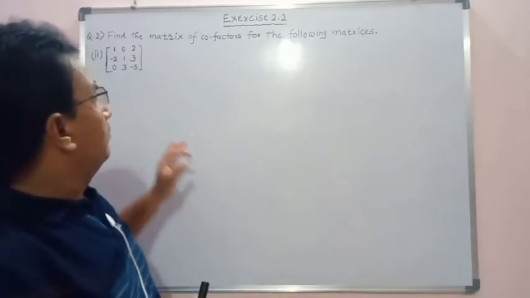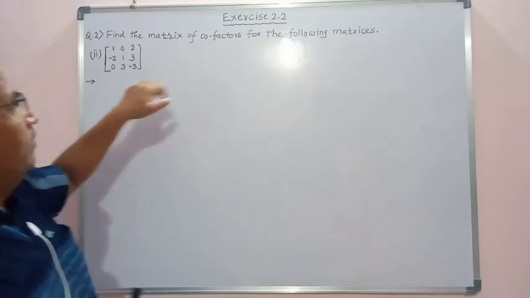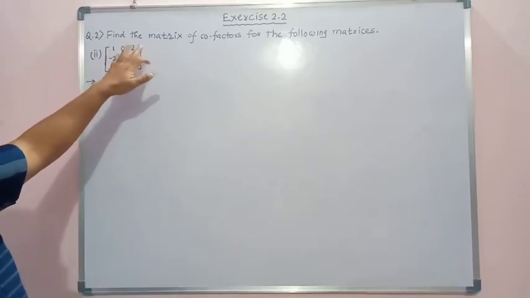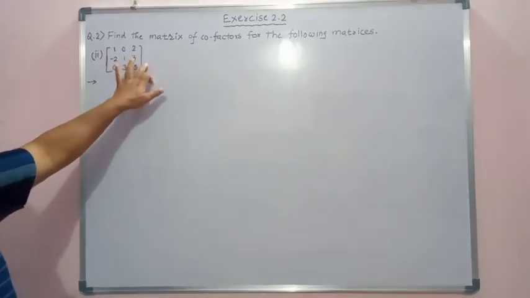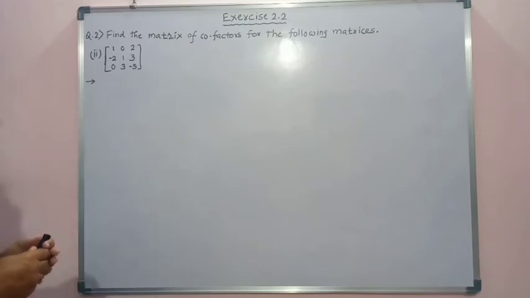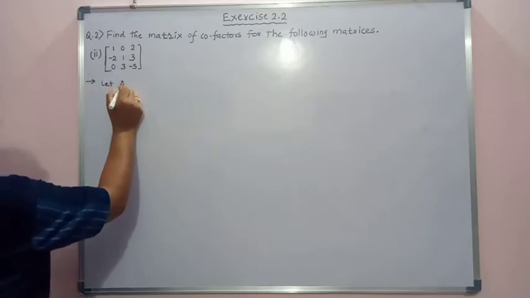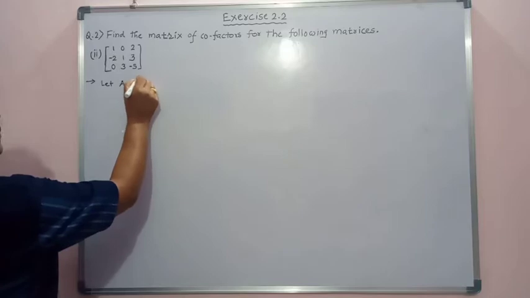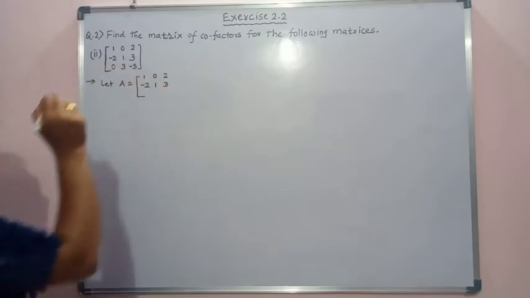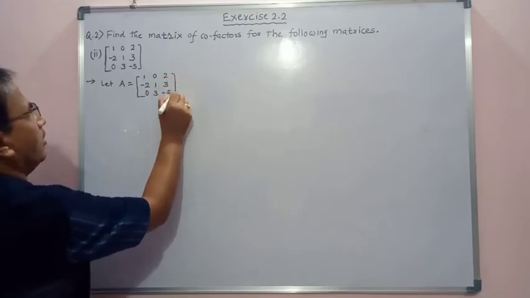We discuss the next example. Find the matrix of cofactors for the following matrices. The next example is the matrix 1 0 2, this is the first row, minus 2 1 3, this is the second row, and the third row is 0 3 minus 5. This is a 3 by 3 order. Solution: let matrix A be 1 0 2, minus 2 1 3, and 0 3 minus 5.